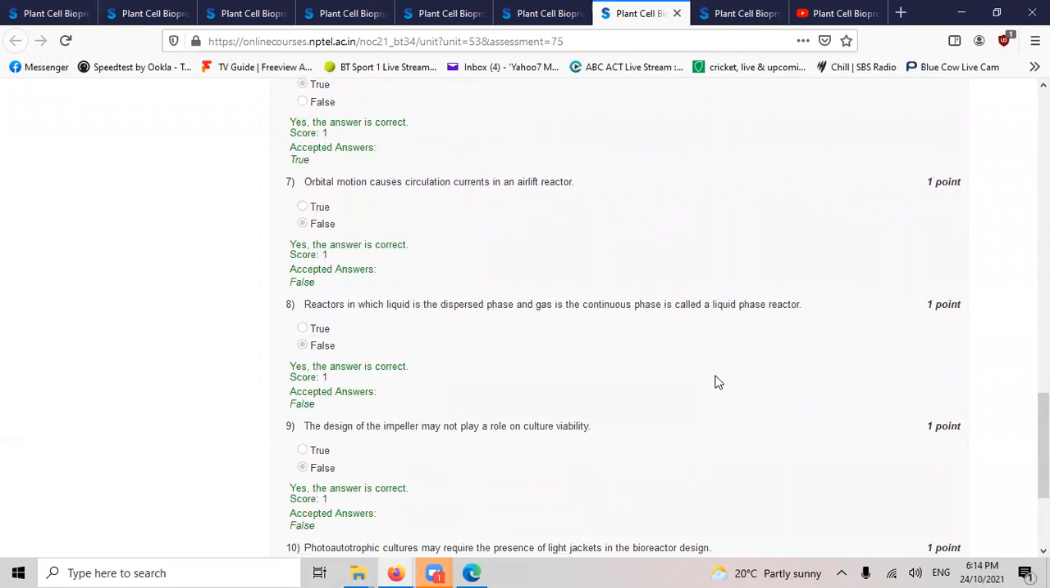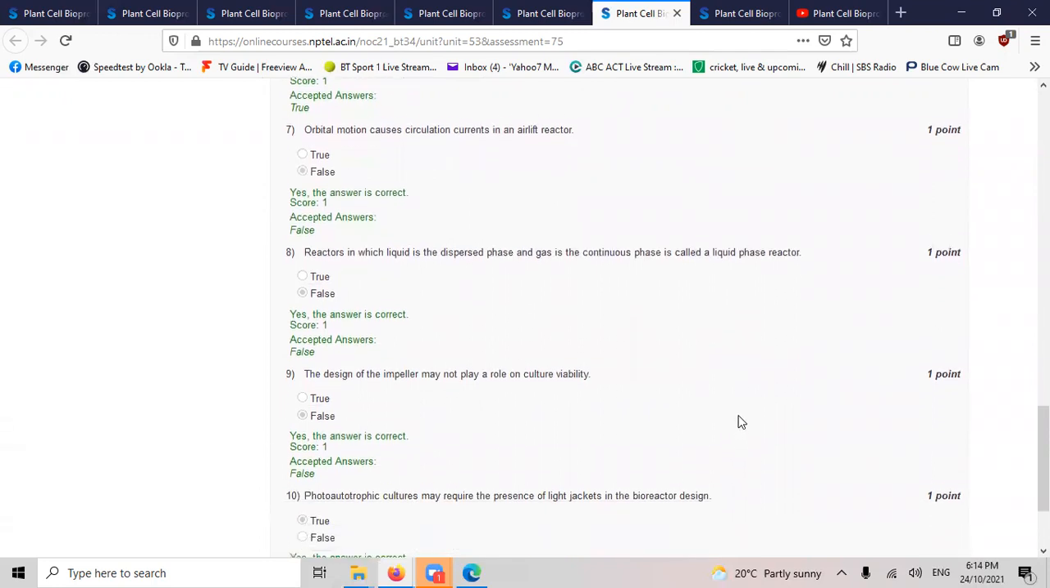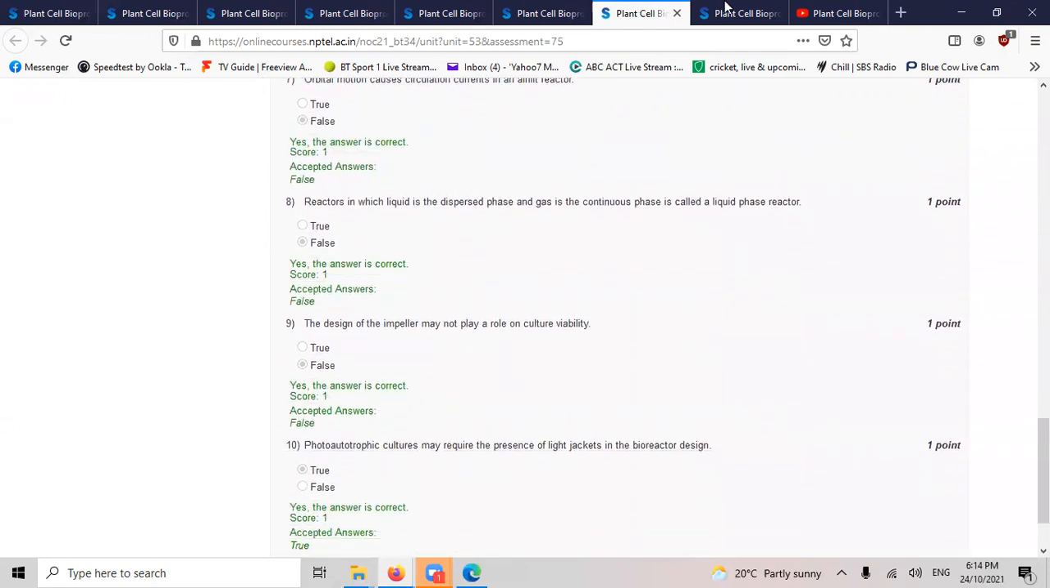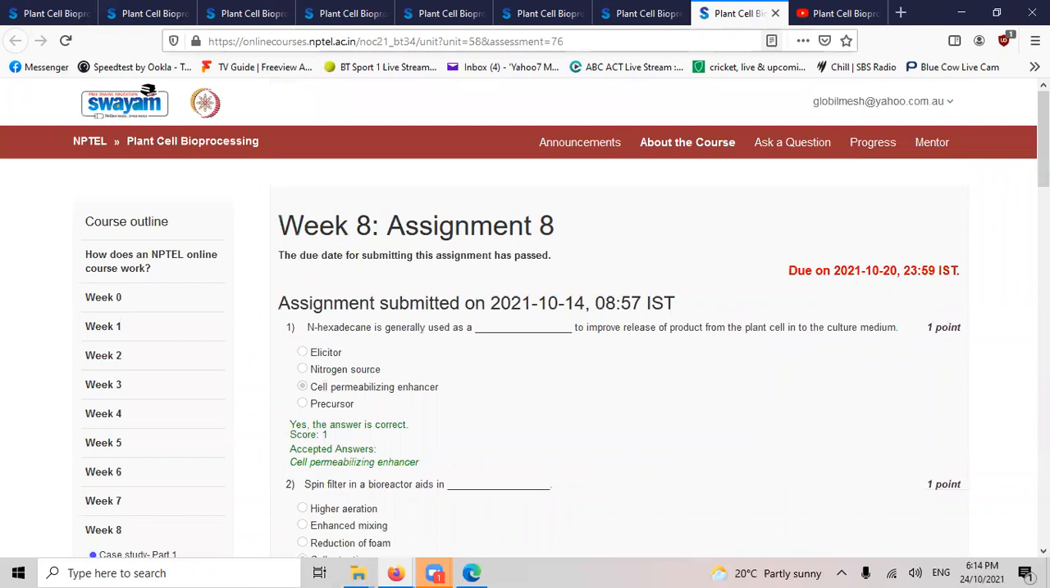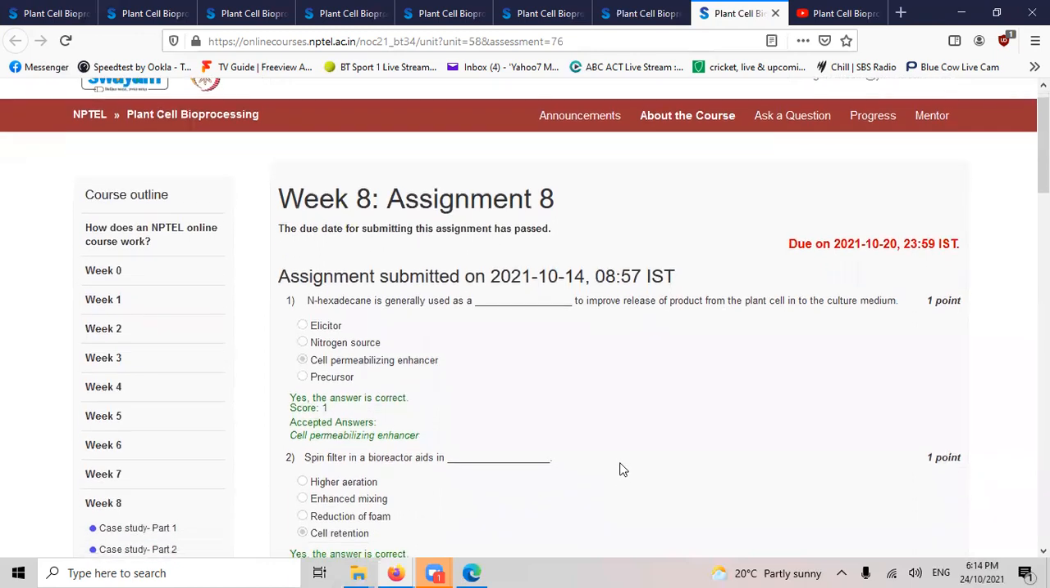Photoautotrophic cultures may require the presence of light jackets. Definitely. Otherwise, how will they be able to get their light and make their chlorophyll action? And hexadine is generally used to improve the product from plant cells in a culture medium. It is a cell permeation enhancer. Spin filters in a bioreactor aid in keeping the cells retained.